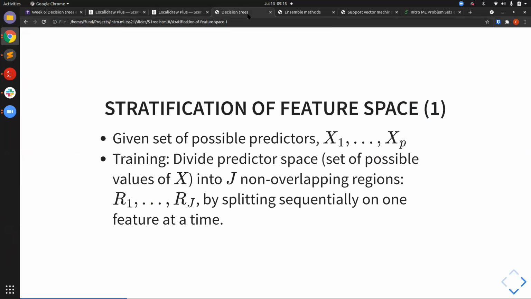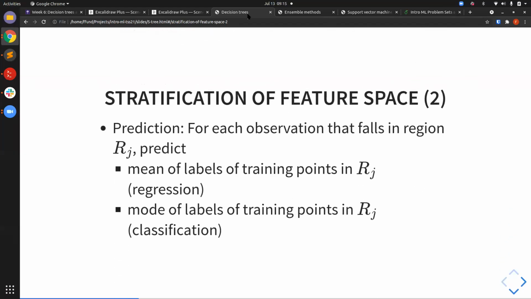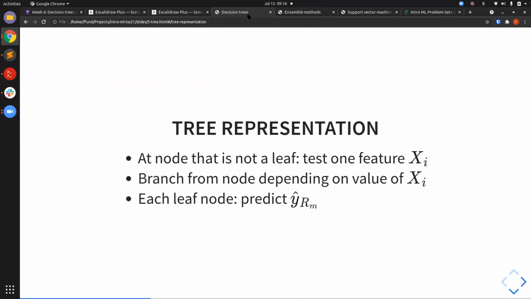So you divide your predictor space into a bunch of non-overlapping regions by splitting sequentially on one feature at a time. And then for each observation that falls in a particular region, your prediction is either the mean of the labels of the training points in that region or the mode of their labels. Okay. So this is the general idea behind a decision tree.